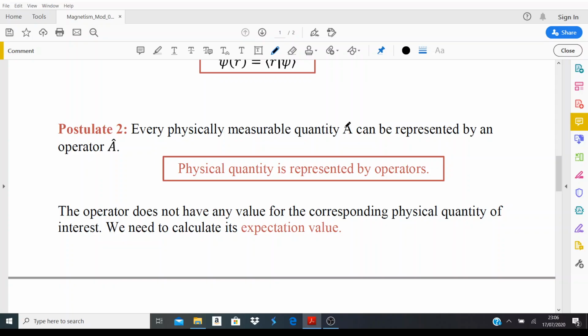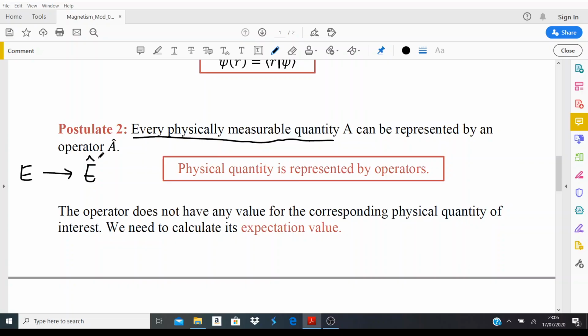Now let me state postulate 2, which is about the operators. It says every physically measurable quantity, let's just denote it by A, can be represented by an operator A hat. So you have to put a hat to represent that it's an operator. Let me give an example first. In a classical system, the energy of a system is measurable, right? You can measure the energy of a system. So this E in quantum mechanics will be represented by E hat. You have to put the hat to denote that this is an energy operator.